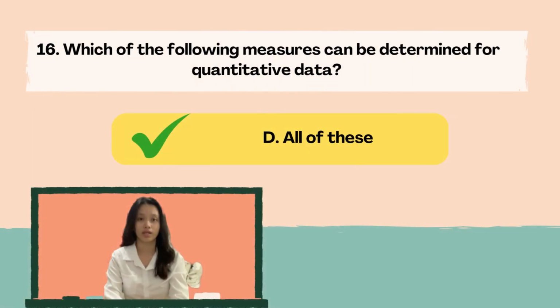The correct answer is D. All of this. Quantitative data refers to numerical data that can be measured and ordered. Measures of central tendency, mean for average, median for middle value, and mode for most frequent value can all be computed for quantitative data. Therefore, the correct answer is all of this.